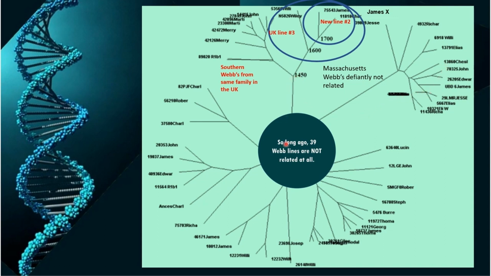When you get back this far before you find the branches connecting, it's so far away in time that we're not related at all. There were 39 other Webb lines besides our 2 here that are relatively close. And all 39 of them were not related to at all.